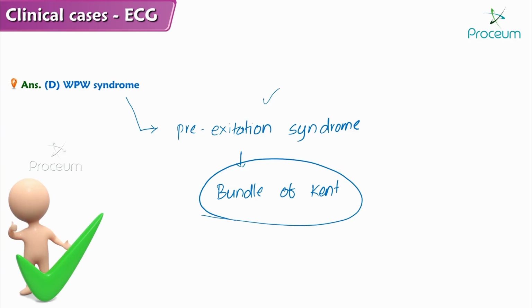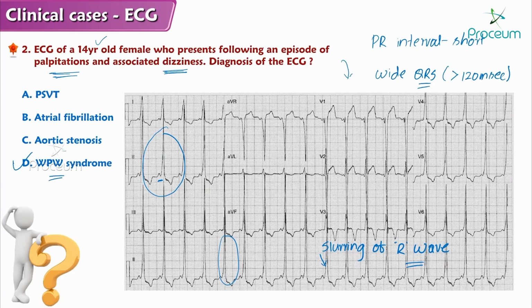And that is the reason why you have a short PR interval, and that is the reason why you have a wide QRS complex and the presence of the delta wave. So I was telling you that there is slurring of the R wave. Now the slurring of the R wave is nothing but your delta wave. So this is about your WPW syndrome.